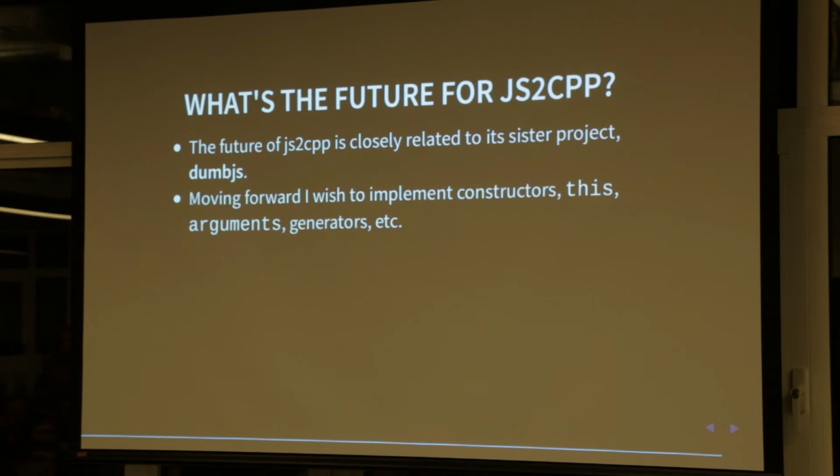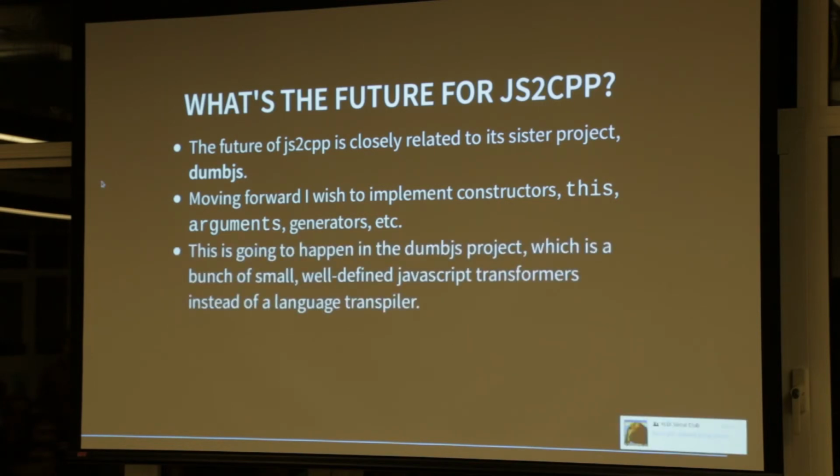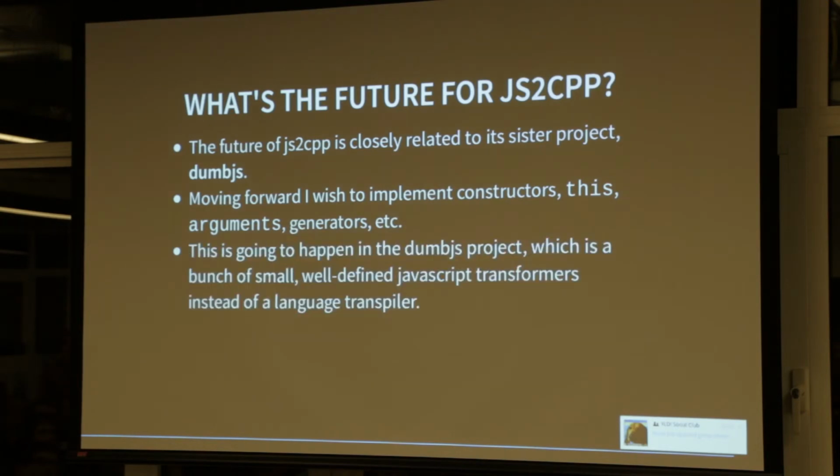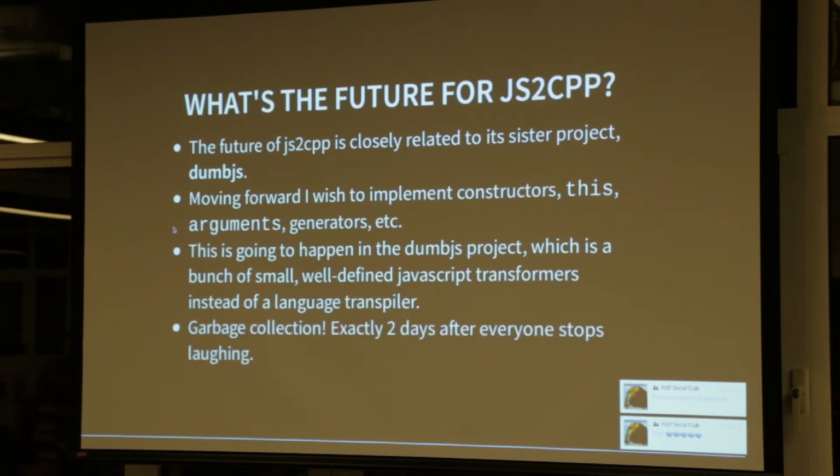So I wish to implement lots of stuff, including constructors, this, arguments, generators, and also, I forgot. This is all going to happen in this dumb.js project. It's the most interesting of the two, because it can also be used to transpile to other stuff, for example, C, which you guys can try, right? And yeah, I am going to get garbage collection in this thing.